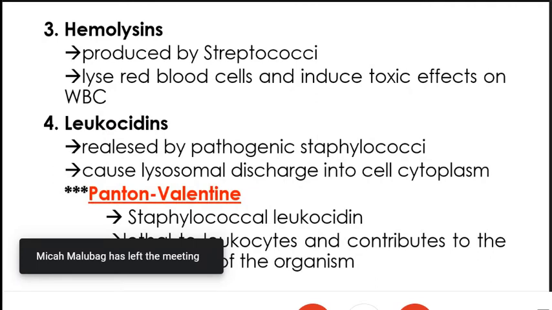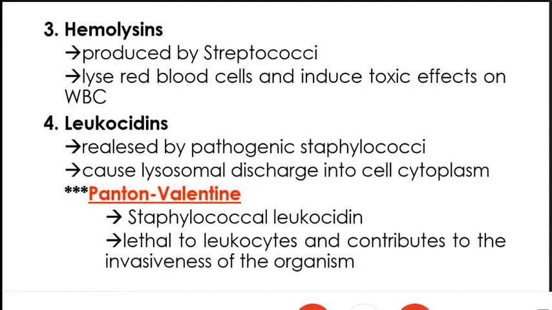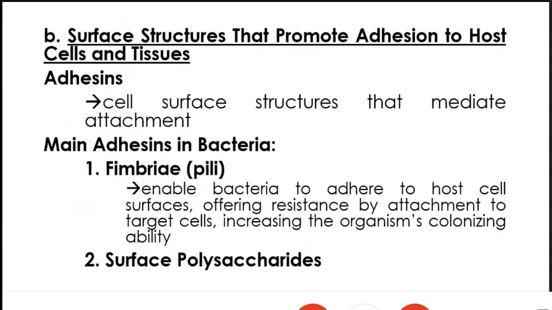Okay. So you have others like yung hemolysins natin. This is exotoxins from bacteria. So sabi nga niya dyan, nilalyse niya ang red blood cells and then it will induce toxic effects on WBC. So sabi natin pag toxic effect yan, it would be like a poison that will now kill your WBC. Whereas your leukocidin, si Panton-Valentine, this is the leukocidin produced by your staphylococci. Now, we also have surface structures that promote adhesion to host cells and tissues.